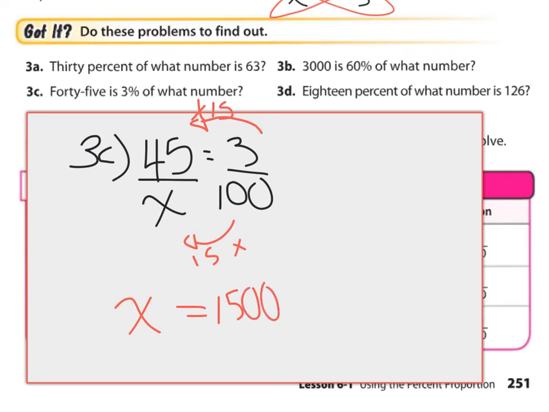Let's look at 3D. 3D, we have 18% of what number? Out of what number? Out of or of what number is 126?